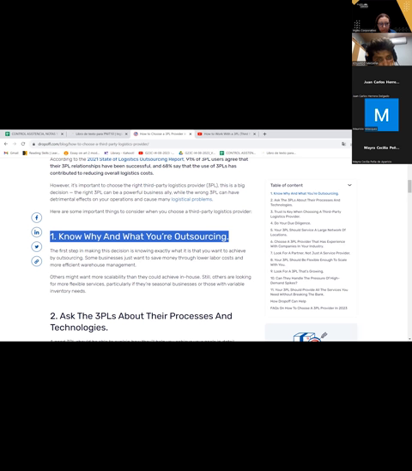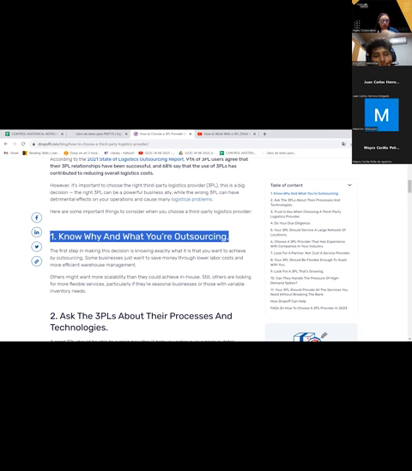Know why and what you're outsourcing. The first step in making this decision is knowing exactly what you want to achieve by outsourcing. Some businesses just want to save money through lower labor costs and more efficient warehouse management. Others might want more scalability than they could achieve in-house. Still others are looking for more flexible service, particularly seasonal businesses or those with variable inventory needs.